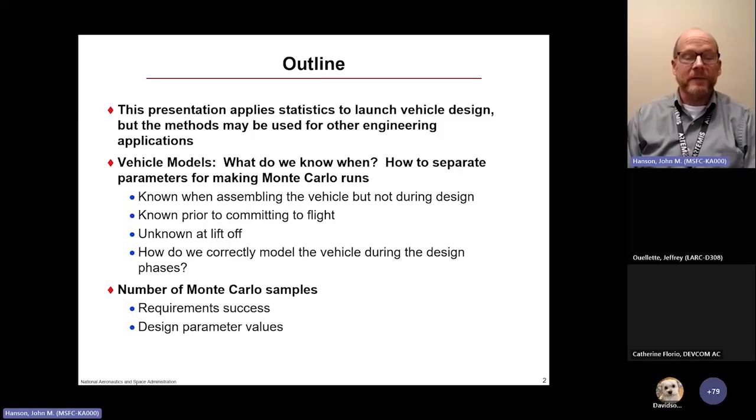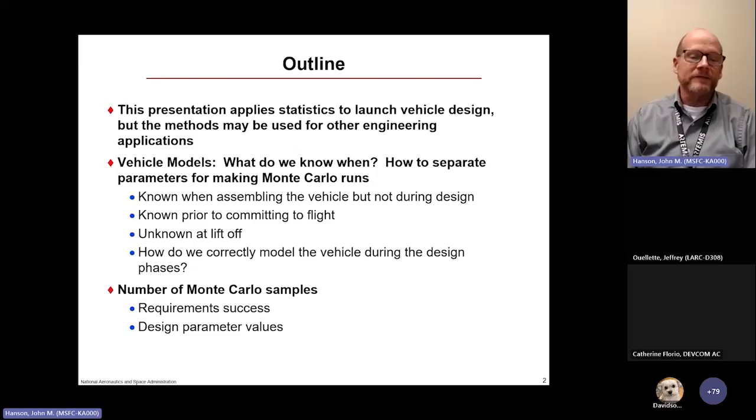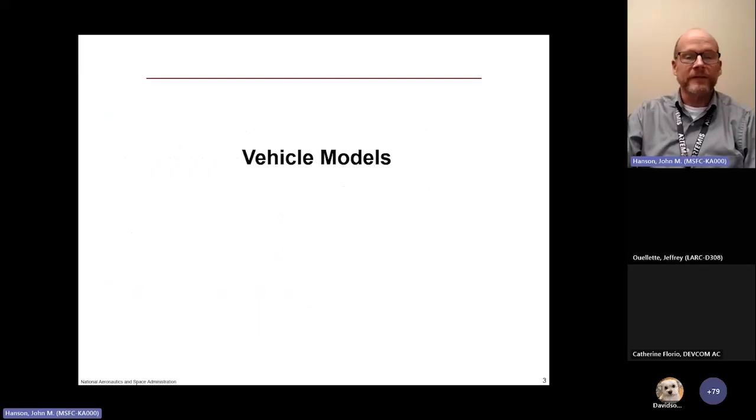And then the second part of this, we'll talk about how many Monte Carlo samples we want. We want to prove that we can meet requirements for whatever we're building, and we may want to figure out design parameter values to use during the design, and I'll talk about all those things in more detail. So that's just a preview of the things we'll be talking about.